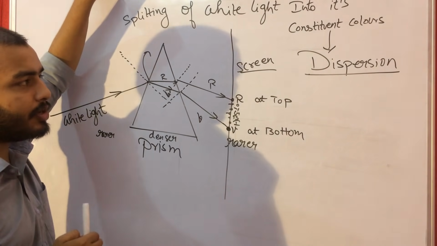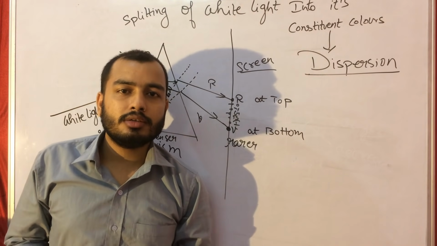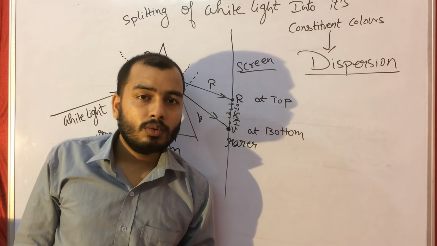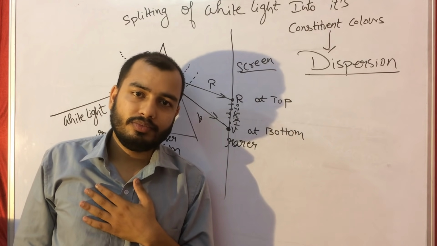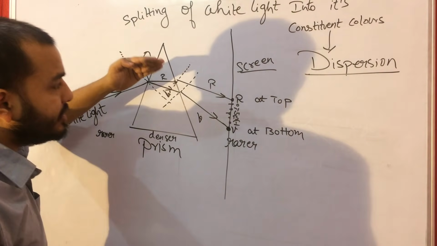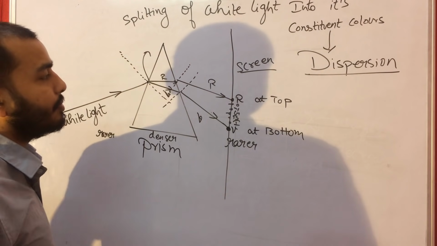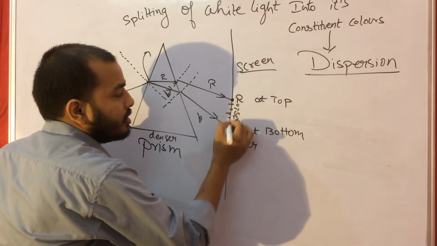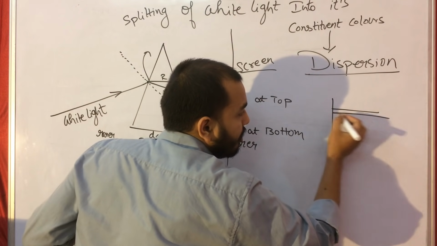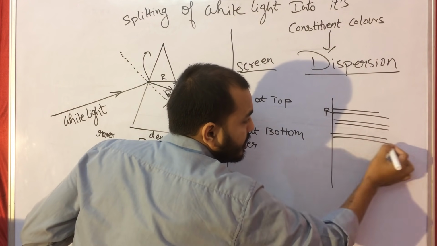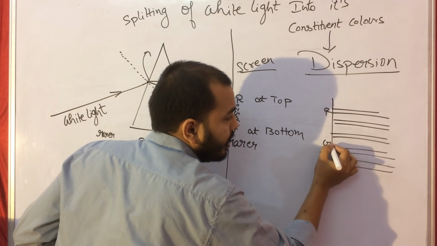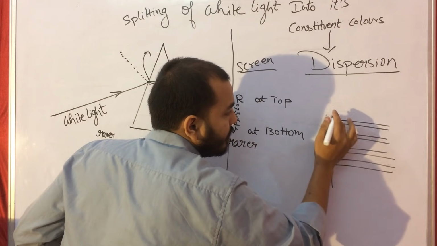And what is the cause of dispersion? The cause of dispersion is that different colors travel with different speed in mediums except air and vacuum. Red travels fastest, violet travels slowest. Violet bends most, red bends least. And this image, what is this image? We have red light over here, then another, then another, then another. Like this we have violet, indigo, blue, green, yellow, orange, and we have what? Red.